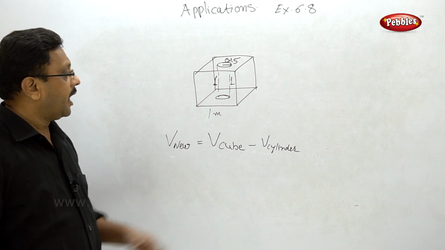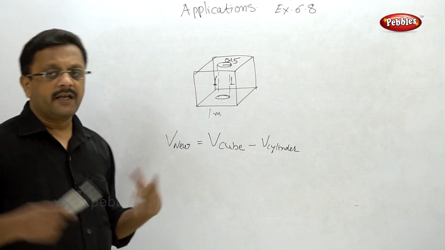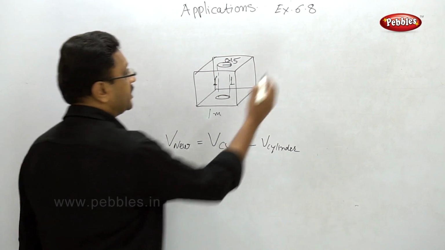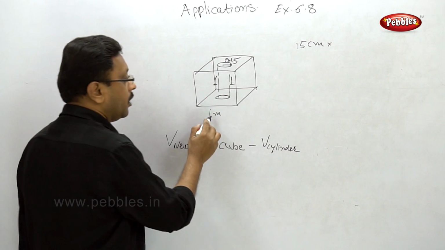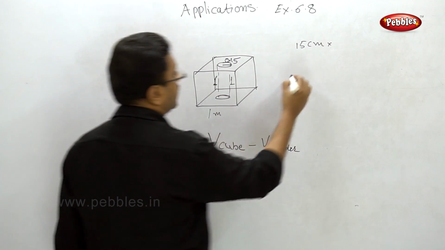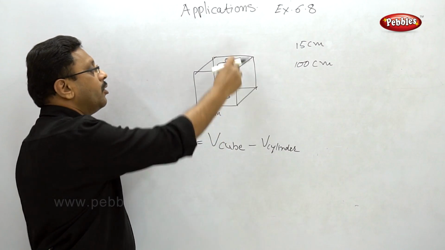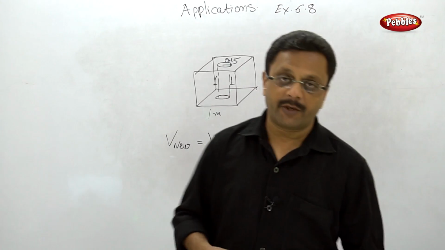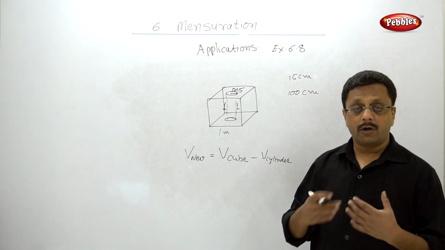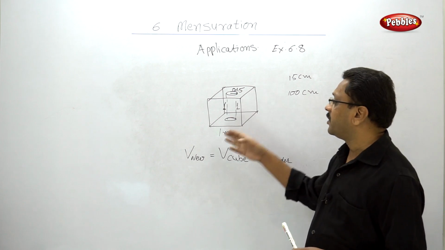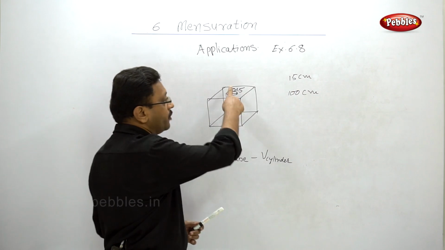Now in this case, either you convert everything to meters or you convert everything to centimeters. Either you can say this is 15 centimeters and this 1 meter means 100 centimeters. So either you convert meters into centimeters or centimeters into meters. As far as possible, don't go into fractions if not required. So here you can convert this into centimeters. So this side is 100 centimeters and this radius is 15 centimeters.